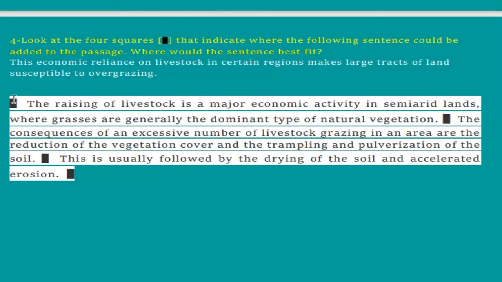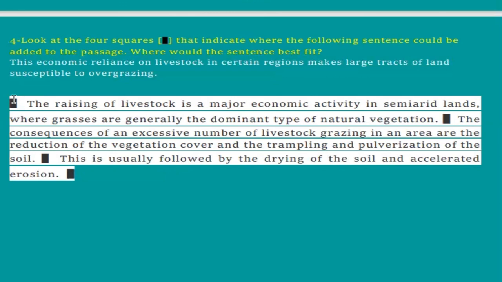It might fit. The consequences of an excessive number of livestock grazing in an area are the reduction of the vegetation cover and the trampling and pulverization of the soil. This box is out because our sentence does not fit in here, because the sentence that comes after the box is talking about the consequence. So our sentence doesn't fit in here. This is usually followed by drying of the soil and accelerated erosion. This doesn't fit in here either.